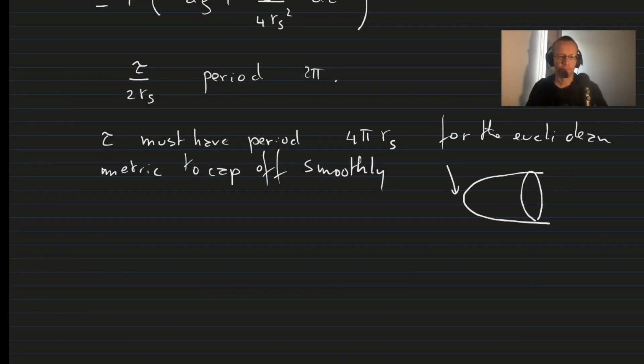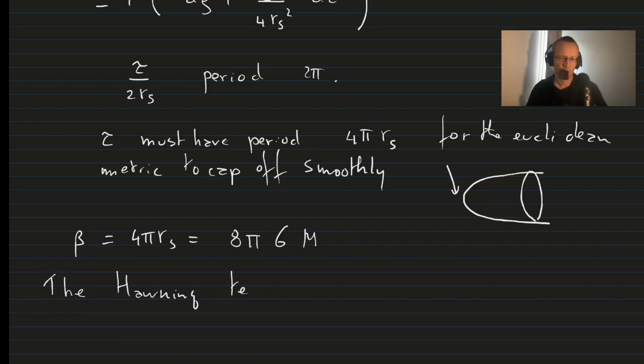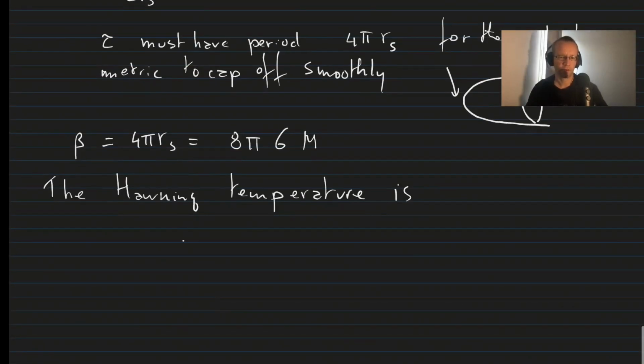So therefore, we decide that the period beta of tau must be 4 pi Rs, which is equal to 8 pi G Newton times the mass. And therefore, the Hawking temperature of the black hole is the inverse of this. The Hawking temperature of the black hole is 1 over 8 pi G Newton times the mass.